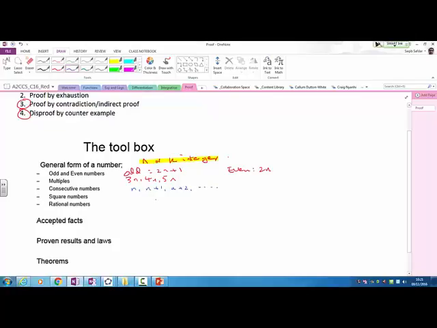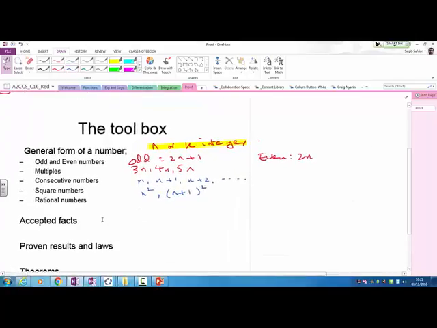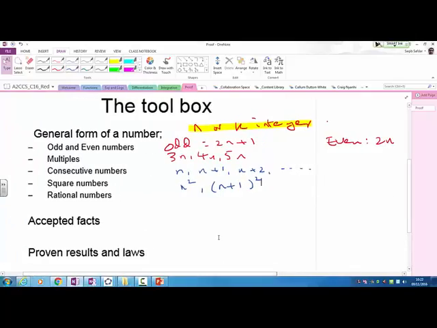And then square numbers would just simply be n squared, n plus 1 squared, etc. Rational numbers are written as A over B, where A and B are some integers and have no common factor. Therefore it must be a rational number if you can write it as A over B.